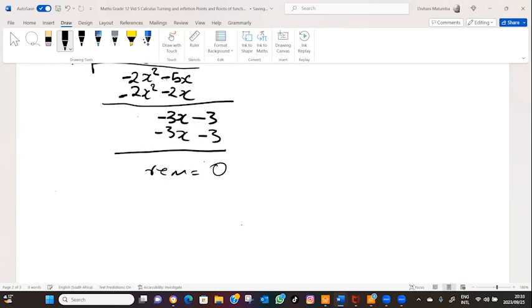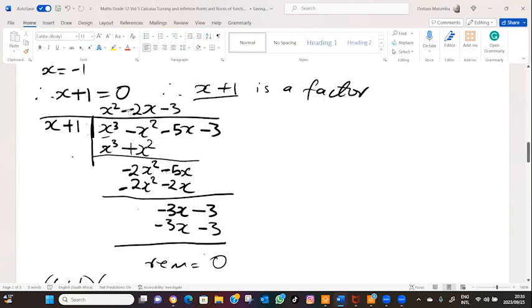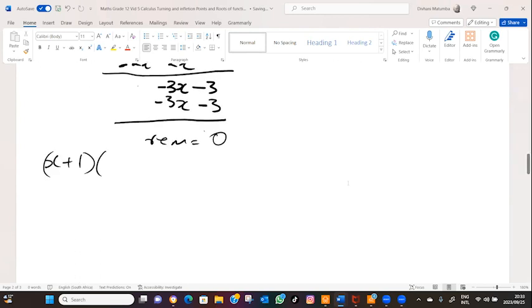We will have x plus 1 into, let's look at this equation, x squared minus 2x minus 3. x squared minus 2x minus 3. All right. Now we need to solve this quadratic equation as well to find where the roots are. Now, already we know that x equals minus 1.